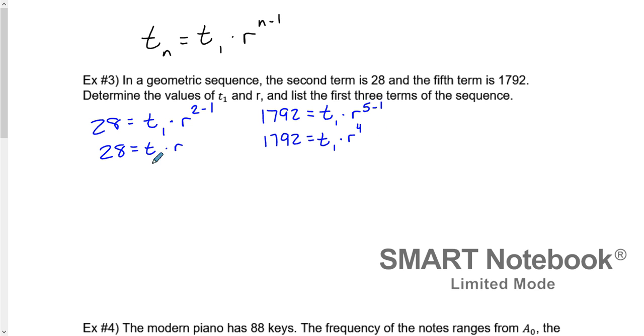The last bit of work is we're going to have to do a little bit of manipulation here to try and get these things together. Now, it doesn't really matter which one you use.